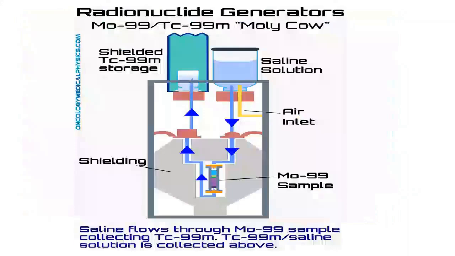Why? Because it is supported by something called alumina. Why alumina, Al2O3? Look at this view. This is the molybdenum that I took and placed on alumina. And I want to extract technetium from this generator.